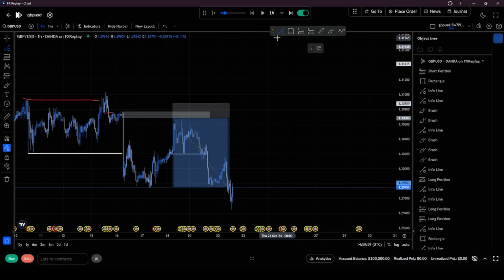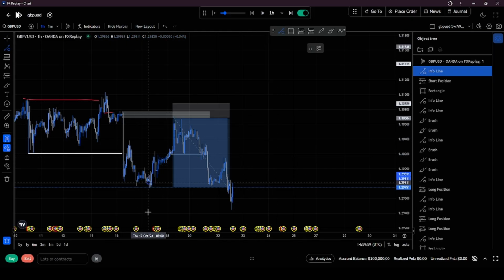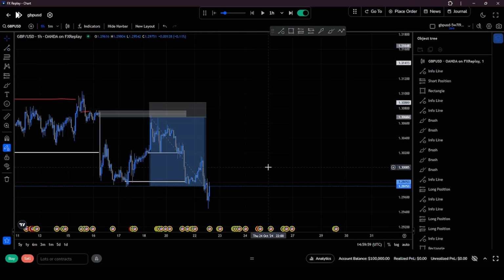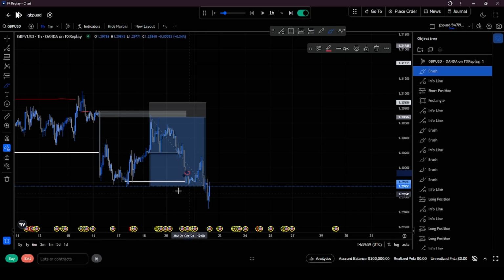so we have then a valid break of structure, valid break of structure here with a candle closure. All right, so price came back to sweep this inducement and then gave a valid break of structure here.